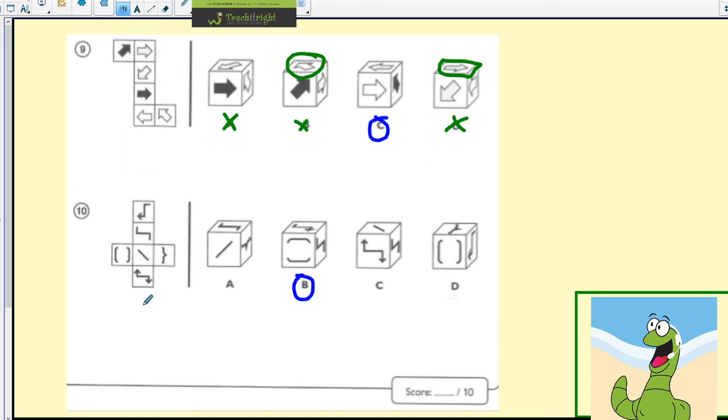Right, question 10, last one. Thank goodness. Let's go through. So for A, let's think about some directions. This should be pointing down here, and that's absolutely correct. So I like these two, but what I don't like is the direction of this one.